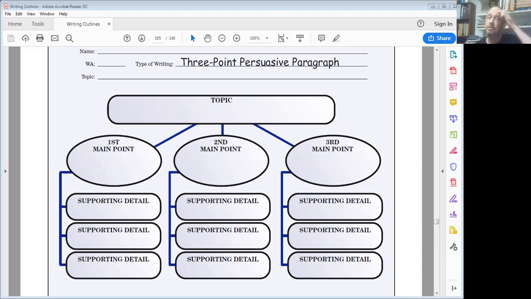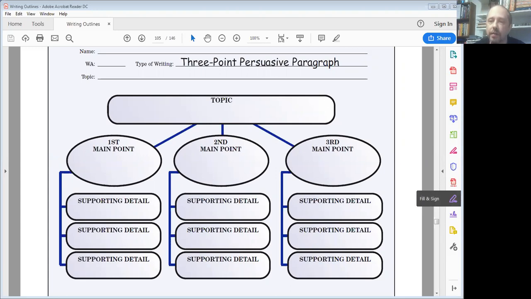Three main points. Okay, so the first thing I need is a way to organize my thoughts, and I've handed these out in class before, and I believe I've emailed them to y'all. This is my three-point persuasive paragraph pre-writing map. This is one way to do this. It's not the only way, but this is one way. And so what I need, obviously, before I start writing is a topic. I have to have a topic.